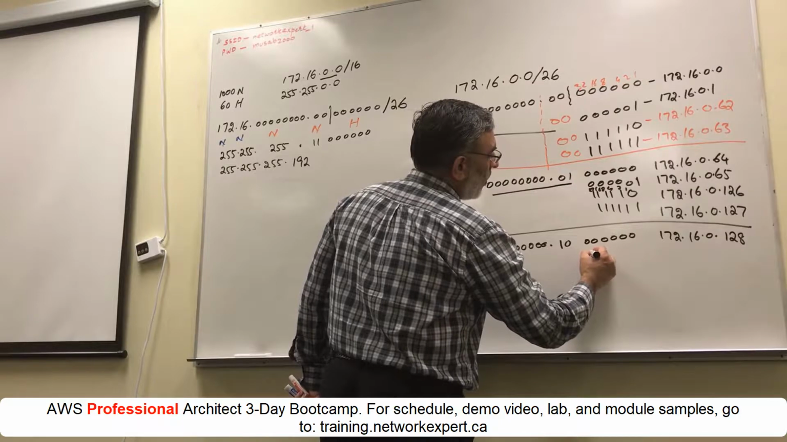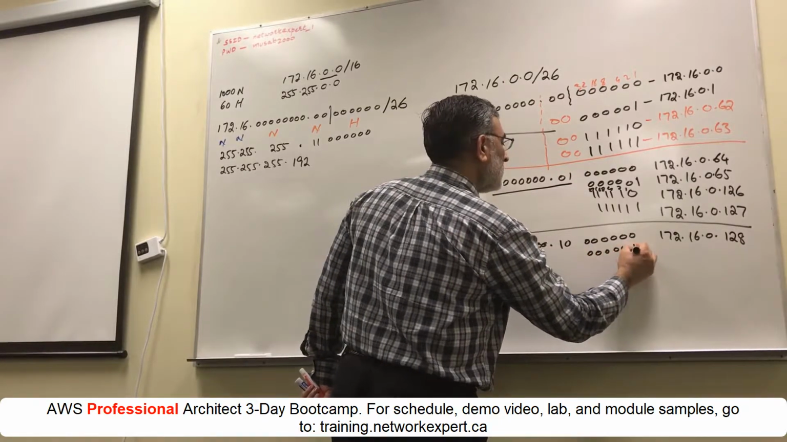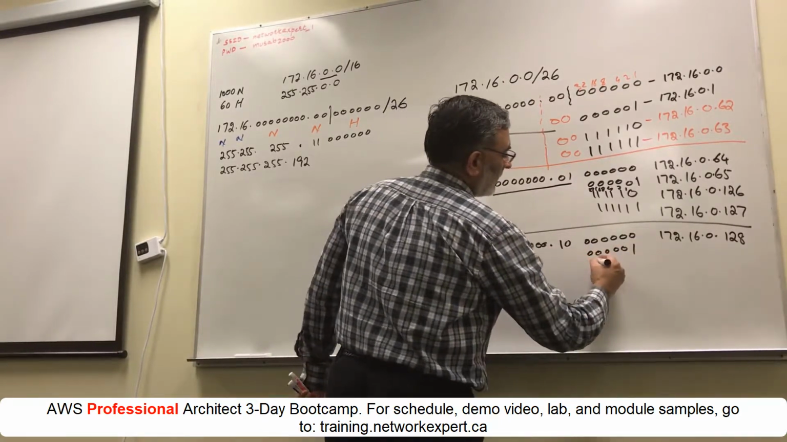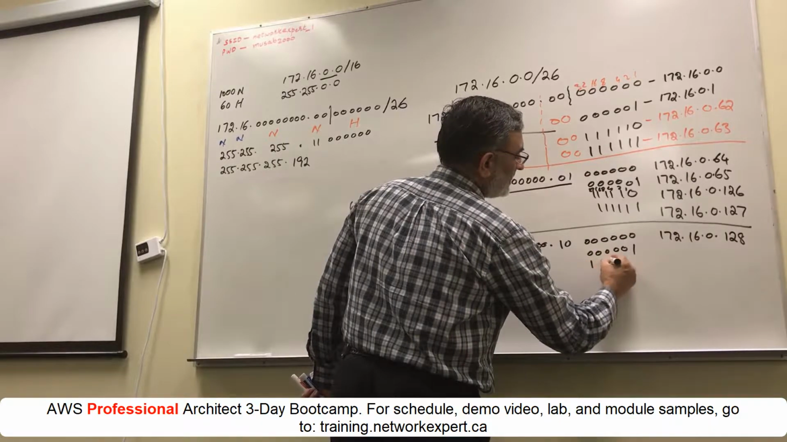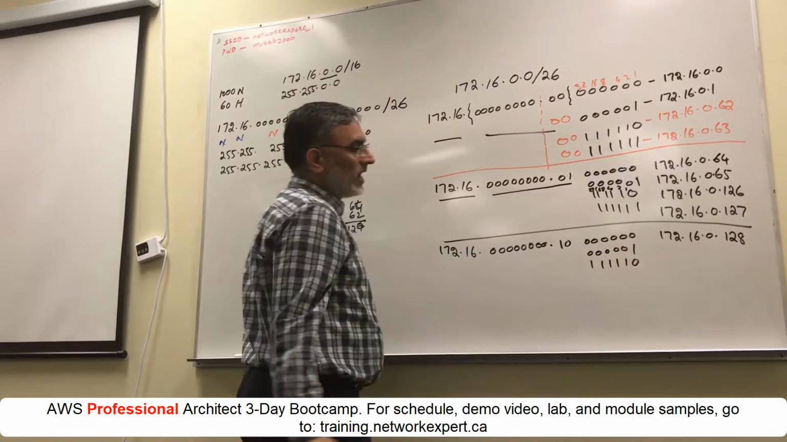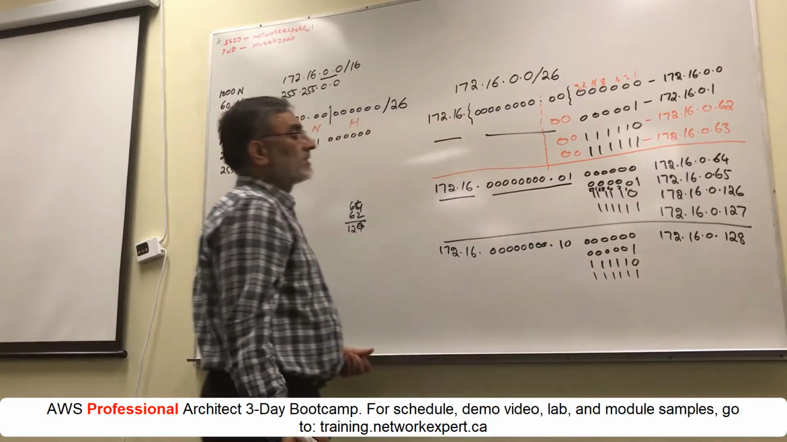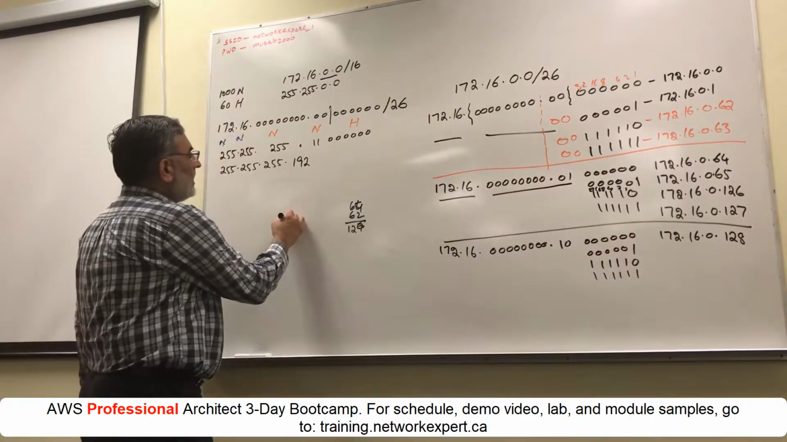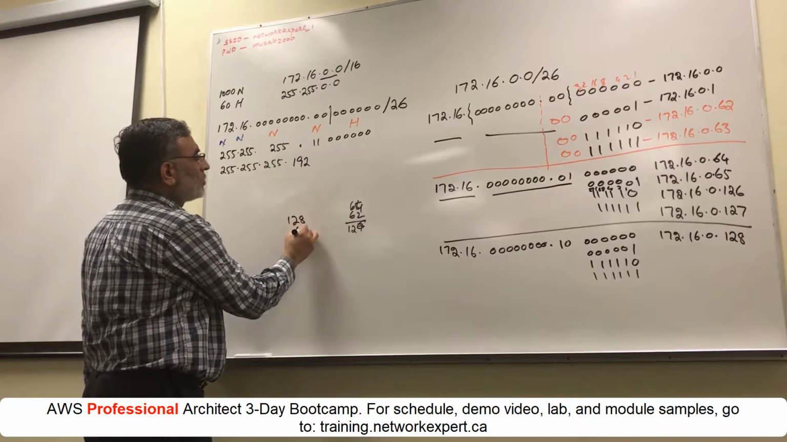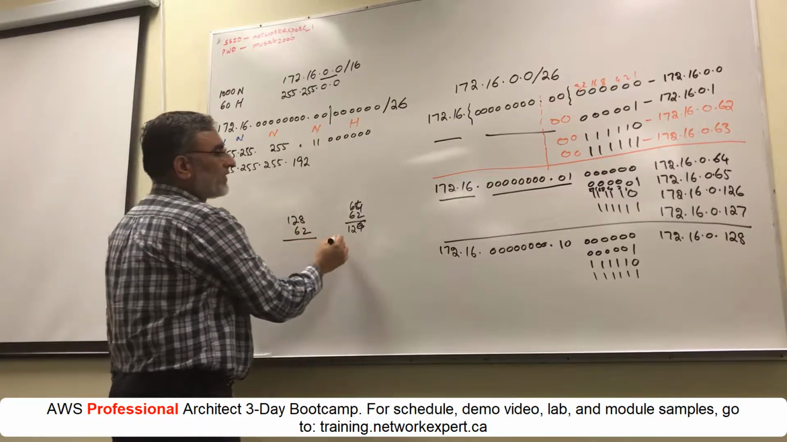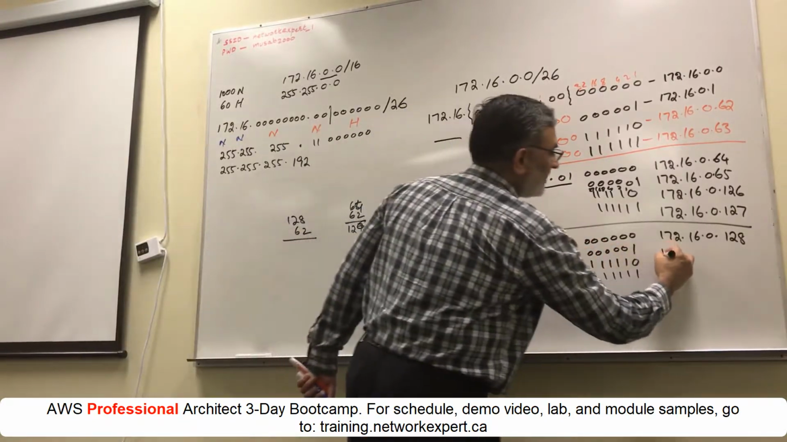So first valid IP address will be all zeros, last one 1, and all ones, last one 0 is the last valid IP address, and all ones is the broadcast address. Okay. So 128 plus 62 will be the last valid IP address.